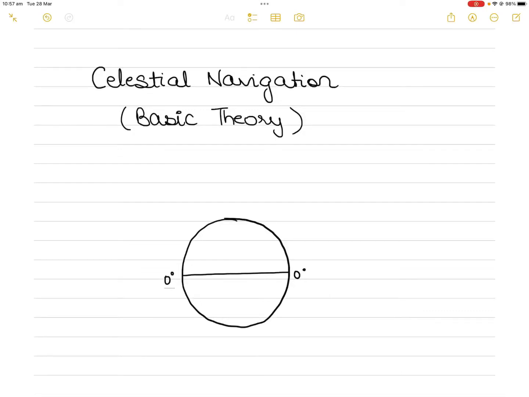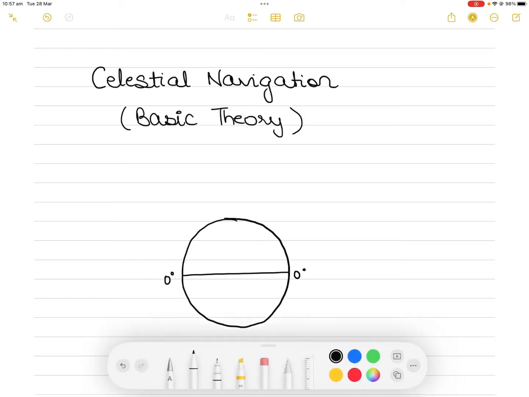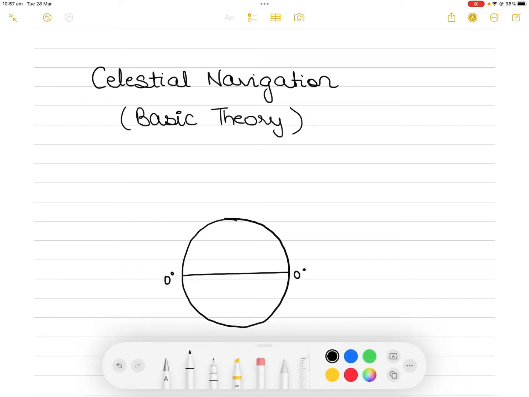Hi everyone. In today's lesson, I will teach you the basics of celestial navigation, the basic theory of it, so that in the next videos, when I start solving the questions based on this theory, you can have a better understanding of it. Alright, so let's get started. In today's video, I will discuss the theory of celestial navigation.